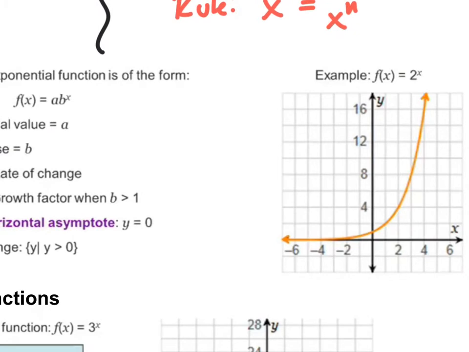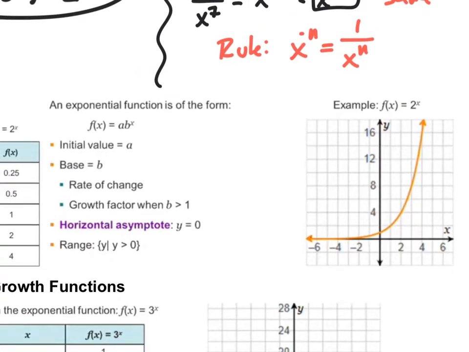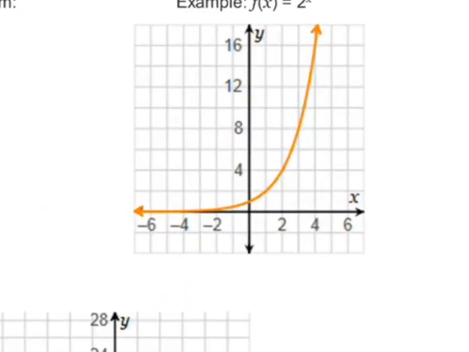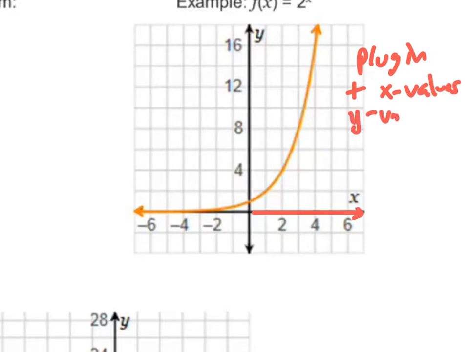And you get a graph that looks like this. Here's that example of f of x is equal to 2 to the x power. When you plug in positive numbers for x, the y values get really, really big. But when you plug in negative values for x, your y values are really, really small. So let's write that down. When you plug in positive x values, the y values get huge. Y values get big fast.